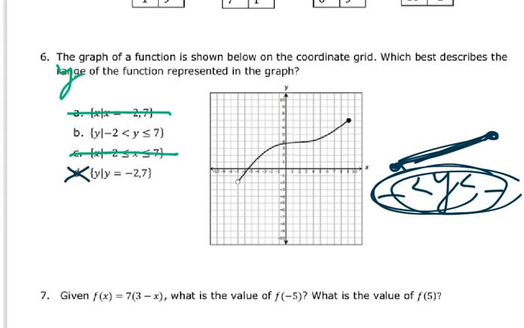So to double check our answer, range is Y. Range is like Drake. Drake starts at the bottom, and now we're here. So my lowest Y value right here is the number -2. My highest Y value is up here. That's the number 7. Open circle, closed circle. Easy. Very, very easy.